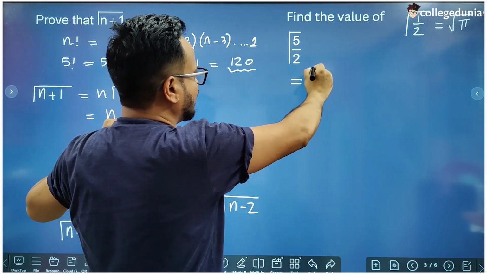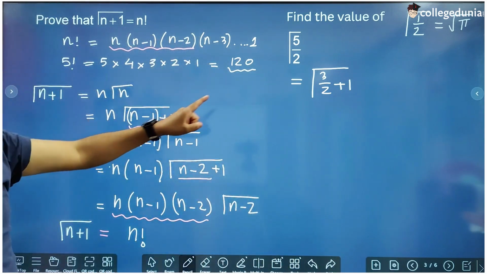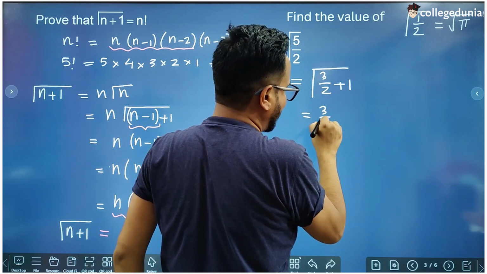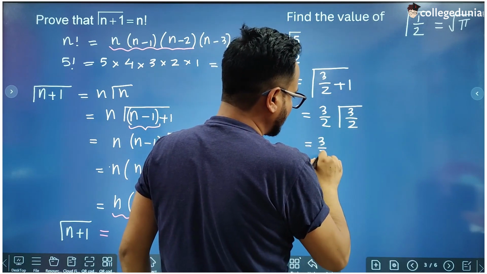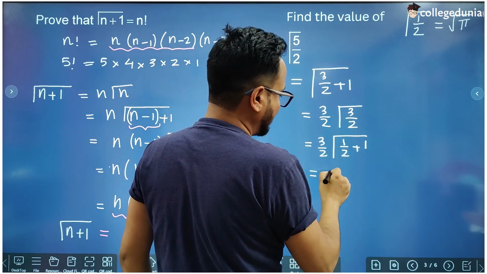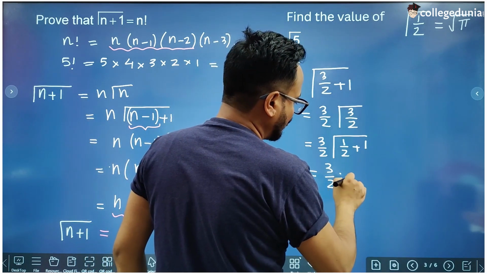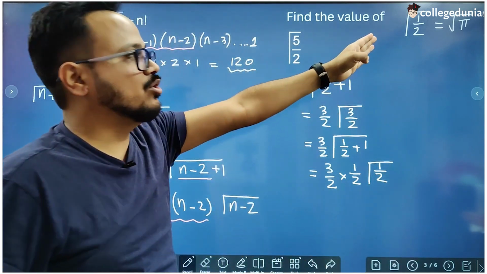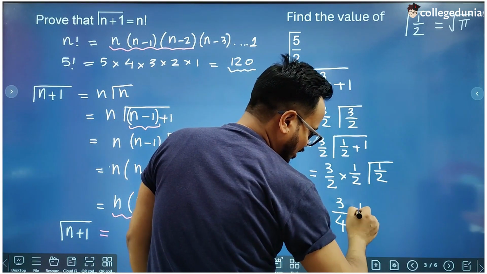How are we going to find the value of this? First we will write 5 by 2 as 3 by 2 plus 1, and this will now be Gamma n. So we will use this property and write it as 3 by 2 gamma 3 by 2. Now again we will put this 3 by 2 as 1 by 2 plus 1, and again repeatedly using this property, this is 3 by 2 and this is 1 by 2, and again this is gamma 1 by 2. The value of gamma 1 by 2 is root pi. So this becomes 3 by 4 root pi.